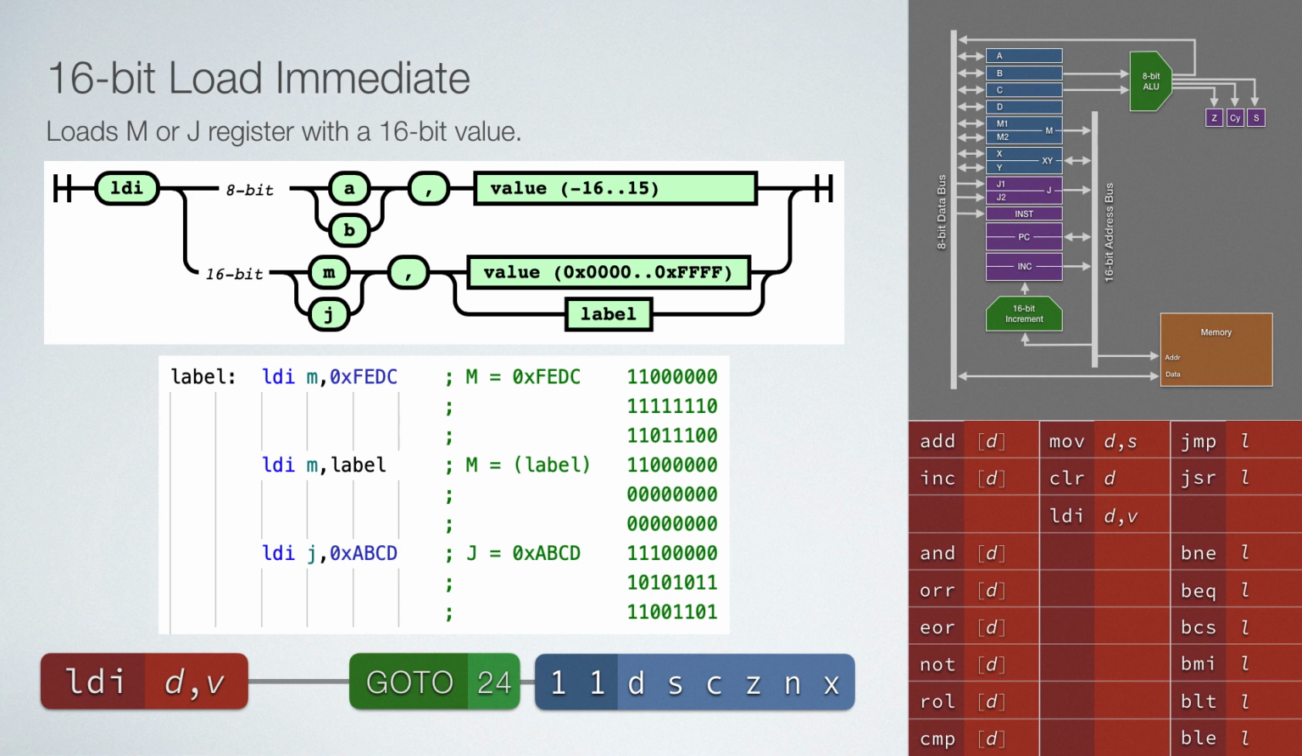What's really important here is that all these need to be followed by the value. So for that LDI M in the first example, that FE is stored in the next 8 bits of memory, and the DC is stored in the 8 bits following that.